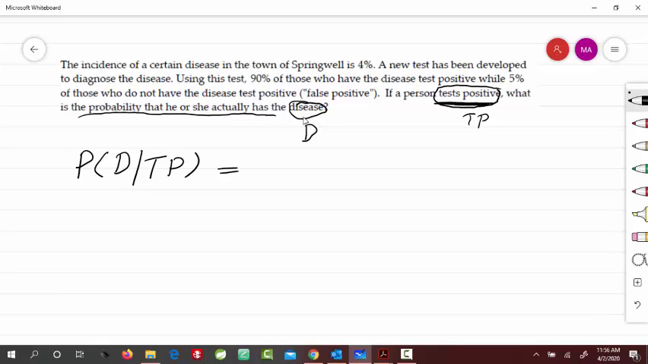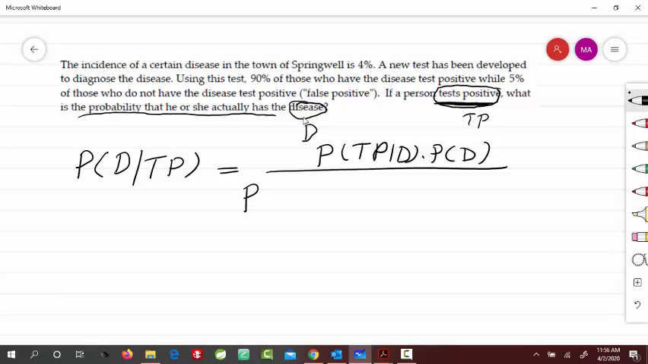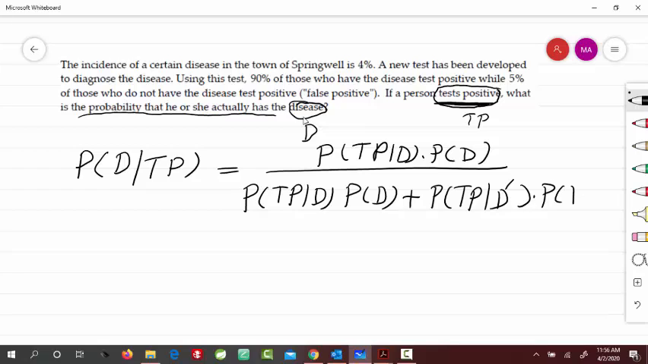By Bayes' theorem, this would be equal to the probability of TP given that the person has the disease, times the probability that the person has the disease, divided by the probability of TP given that the person has the disease times the probability that the person has the disease, plus the probability that the person tests positive but doesn't have the disease, so D complement, times the probability that the person doesn't have the disease. The next thing is we have to just fill in this information.